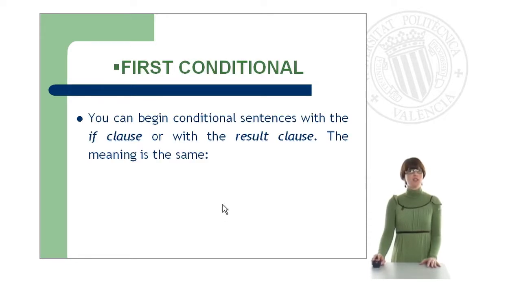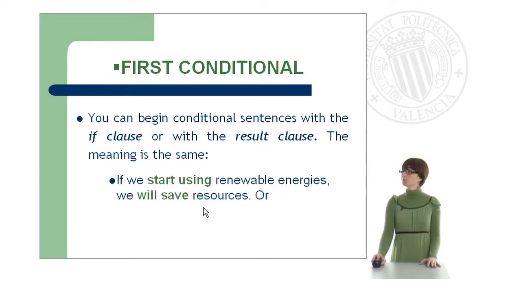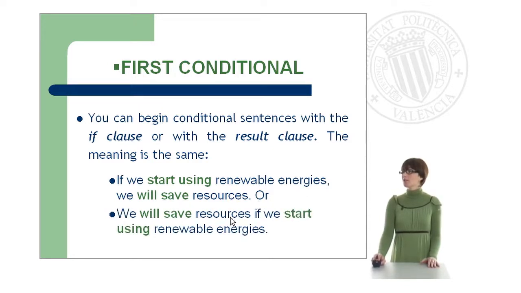Okay, you can begin conditional sentences with the if clause or with the result clause. The meaning is the same. Let's have a look. You can say, if we start using renewable energies, we will save resources. Or, we will save resources if we start using renewable energies. Just remember not to mix the verb tenses. This means that you always use the present simple in the if clause, if we start, and then you use the future with will in the result clause, will save.